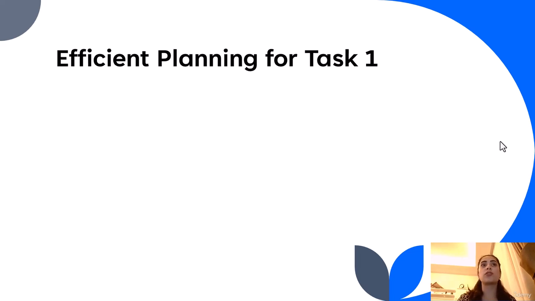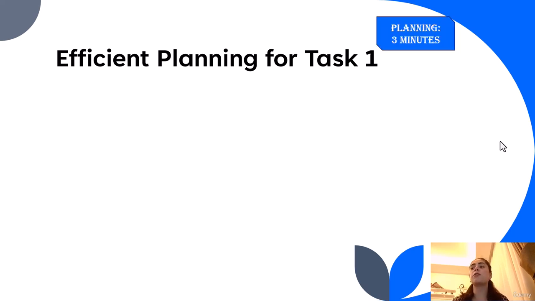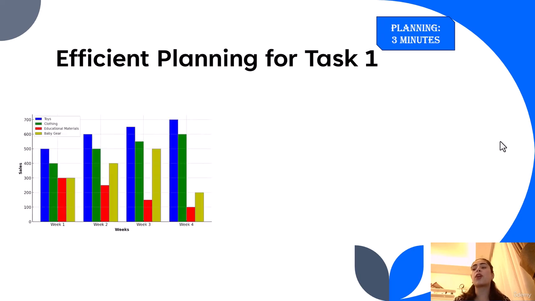In task 1, time is tight, so you don't want to spend too long planning, but it's still important. Spend around 3 minutes identifying the key trends or features in the chart, graph, or diagram. Instead of trying to describe everything, focus on what stands out. For example, if you are describing a bar chart showing sales of 4 different products, don't just list all the numbers. Highlight significant trends such as which product had the highest sales and which one had the lowest.